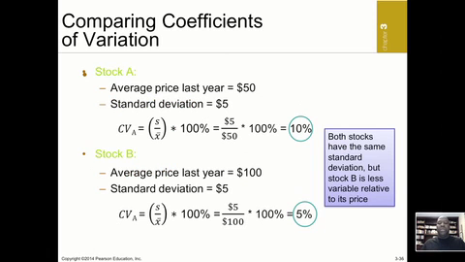or variances themselves. Okay, so here's an example with a stock price of $50, standard deviation 5. So we simply take the standard deviation divided by the average, 5 over 50, 10%. Now if the average price was $100 and the standard deviation 5, then 5 over 100, the relative variation is only 5%. So clearly the second stock, stock B, has less variability compared to stock A, even though the standard deviations are the same. All right?